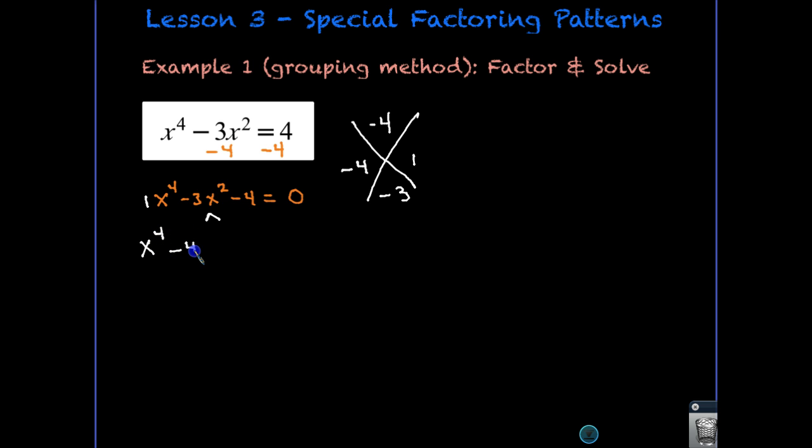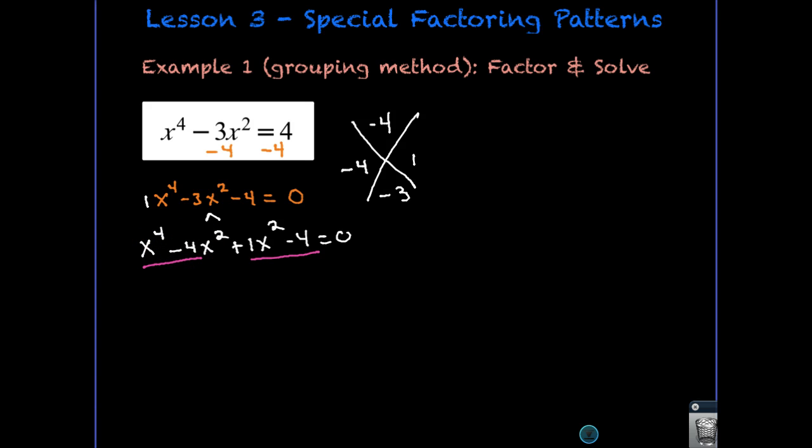So now we're going to have negative 4x squared though, because this is squared, not x, and then plus 1x squared minus 4. So remember, I'm splitting this middle term. I'm splitting the x squared. Negative 4x squared plus 1x squared is still negative 3x squared. Now I'm ready to factor by grouping. So I've got my first group and I've got my second group.